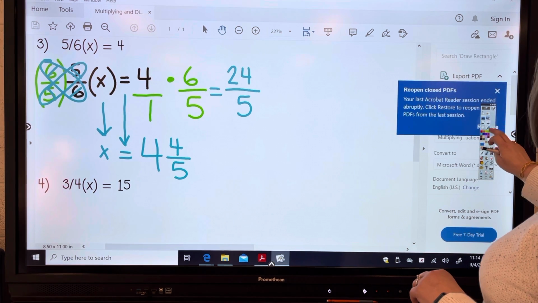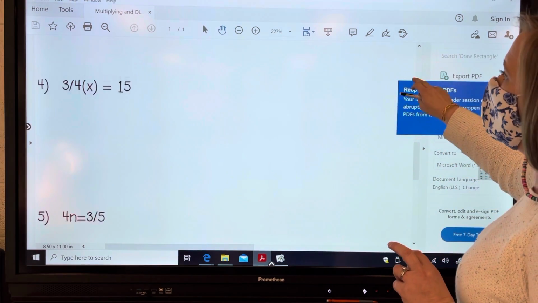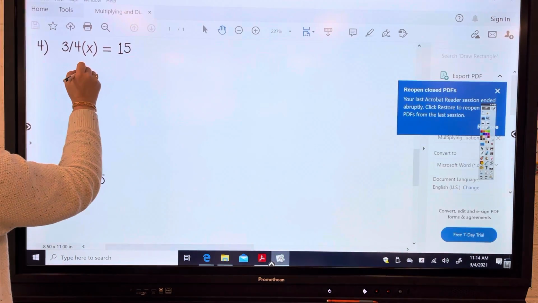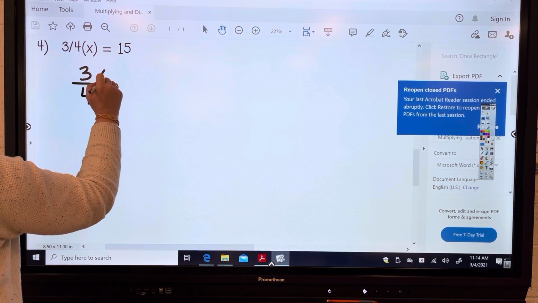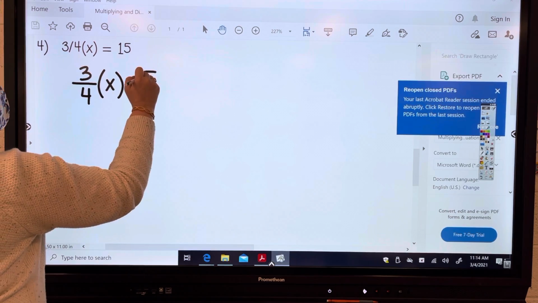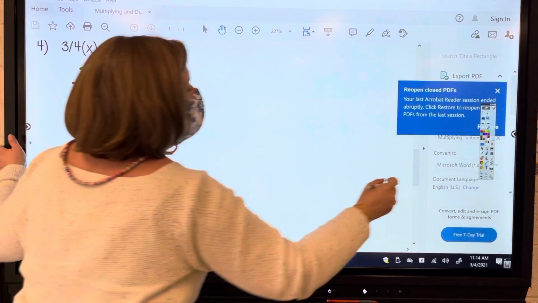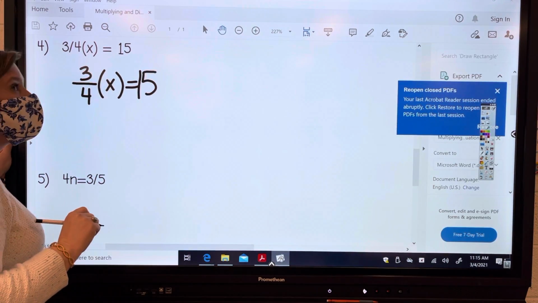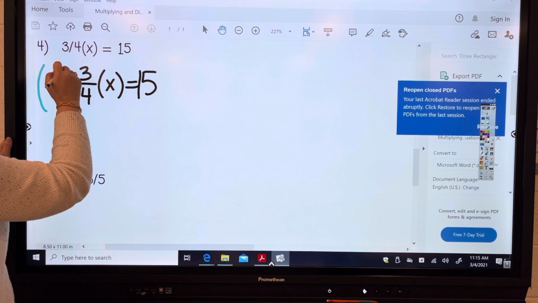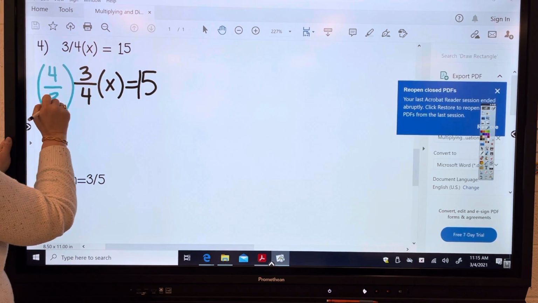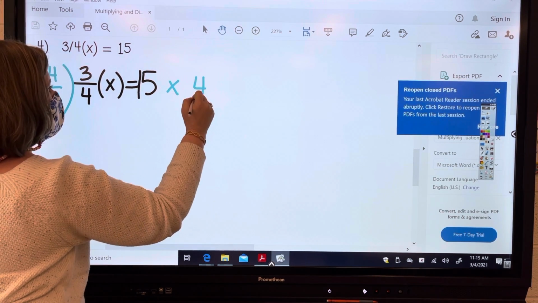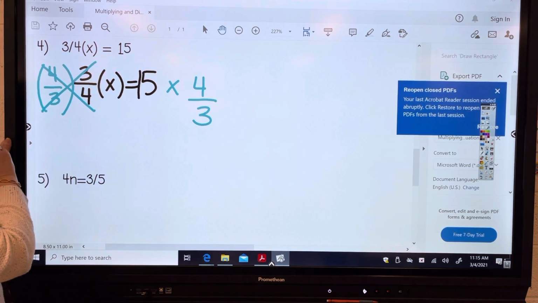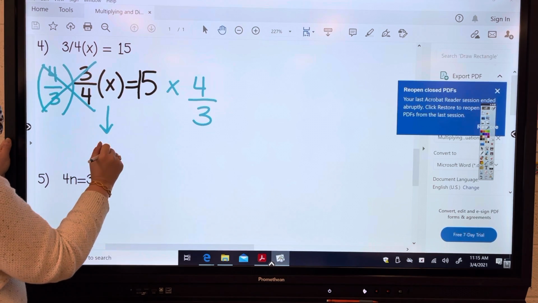All right, number 4. What operation is going on with 3/4 and x? Multiplication. Well, because 3/4 is a fraction, in order to solve it, we're going to have to what? Multiply by the reciprocal. So, let's go ahead and multiply by the reciprocal. What happens on the left? The 4 and 3 cancel out. So I'm left with x equals.